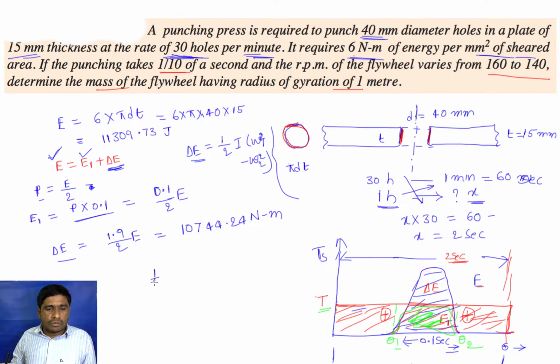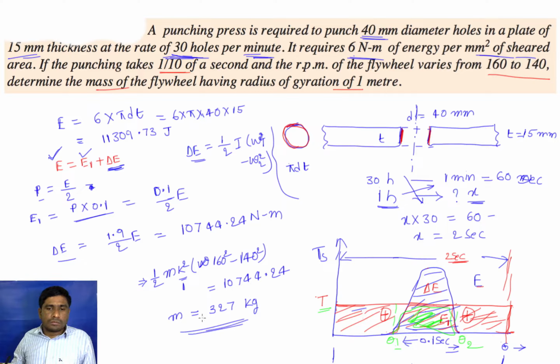So we know delta E, and now we can calculate the mass of the flywheel. Half into mass into radius of gyration k square into omega 1 square minus omega 2 square. What is omega 1? 160. So 160 square minus 140 square equals 10744.24, and k is given as 1 meter. If you substitute and simplify, you get the mass of the flywheel equal to 327 kg. So this is how we need to solve this problem.